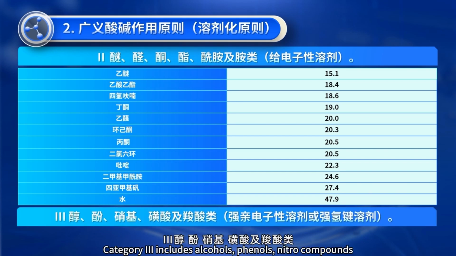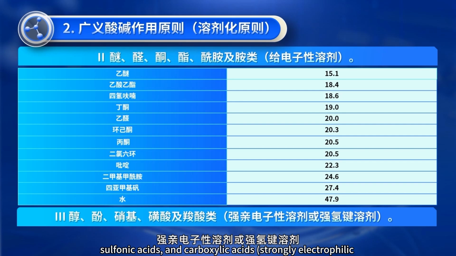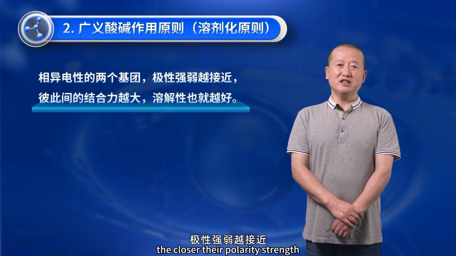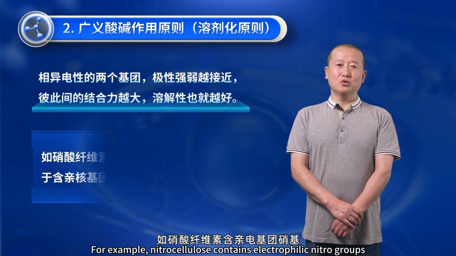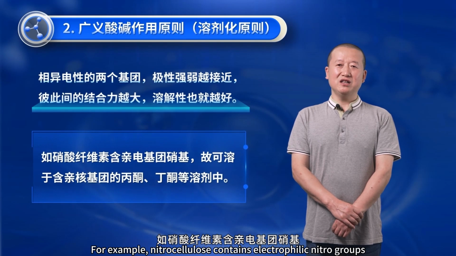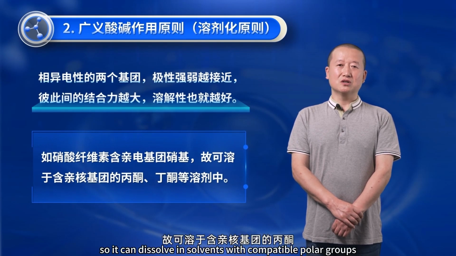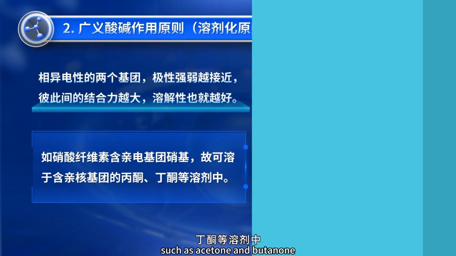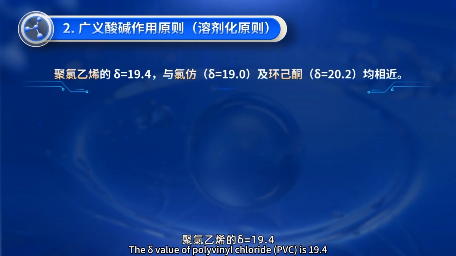Category 3 includes alcohols, phenols, nitro compounds, sulfonic acids, and carboxylic acids, strongly electrophilic or strong hydrogen bonding solvents. When two groups have opposite electrical properties, the closer their polarity strength, the stronger their mutual interaction, and the better their solubility. For example, nitrocellulose contains electrophilic nitro groups, so it can dissolve in solvents with compatible polar groups such as acetone and butanone. The delta value of polyvinyl chloride (PVC) is 19.4.